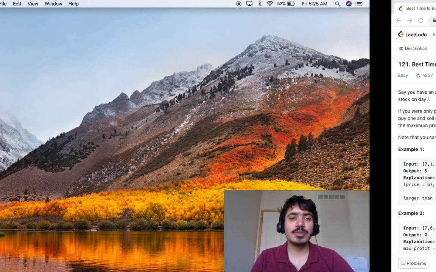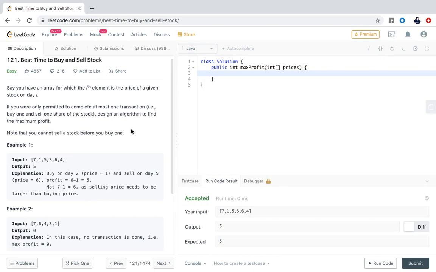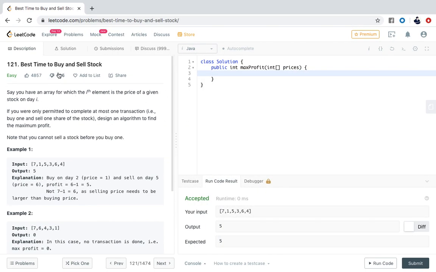Today we're going to be solving another easy problem. It's called best time to buy and sell stock. So let's read the question.